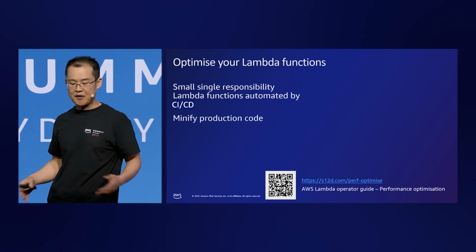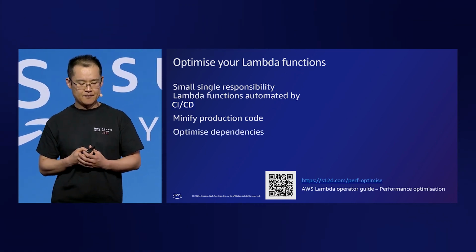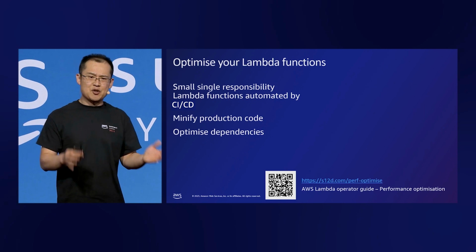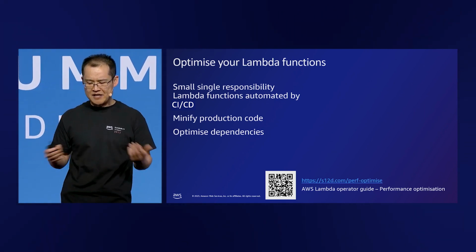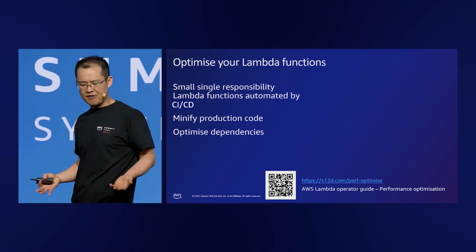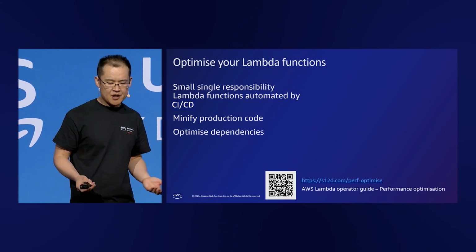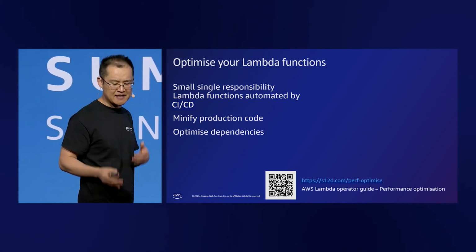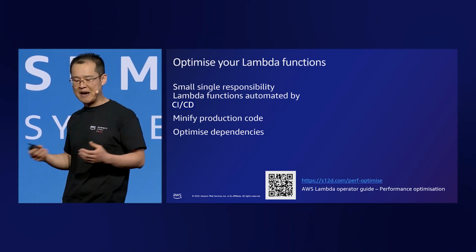Run minification of your production code to further reduce your function's package size. Only introduce libraries and dependencies your function's runtime needs. For example, instead of using frameworks such as Flask in Python or Express in Node.js, you can consider using API Gateway's native routing feature to route requests to small individual Lambda functions.